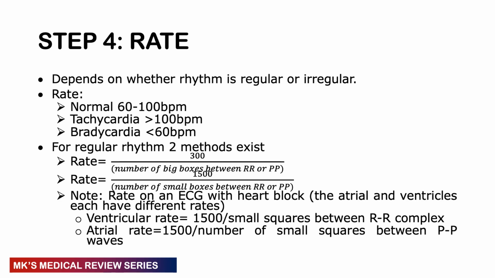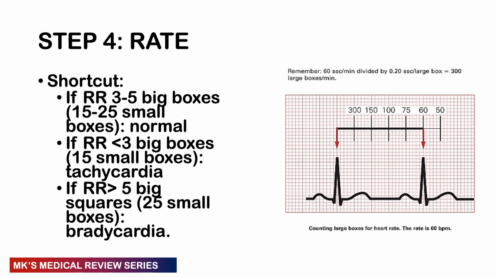But remember what I told you earlier on. If you're suspecting that there's a heart block, with an increase in the PR interval, you should calculate the atrial rate on its own, 1500 divided by the number of small boxes between PP waves, and the ventricular rate on its own, 1500 divided by the number of small squares between the RR intervals. It's much more accurate when you use small squares, because sometimes you may not have clear-cut big boxes in between these waves, but the small boxes will always be there.